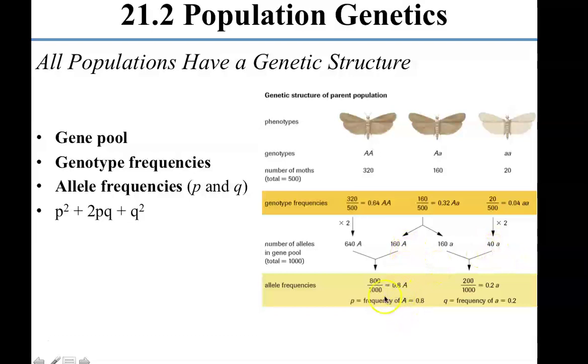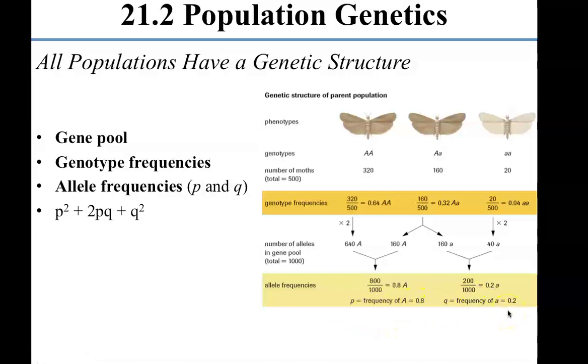And then when you calculate this out, of all of the alleles present in this population, 0.8 or 80% of the alleles are the dominant version, and 0.2 or 20% of the alleles are the recessive version. We keep track of these with 2 letters. P keeps track of the frequency of the dominant allele. Q keeps track of the frequency of the recessive allele. So we would say P equals 0.8 and Q equals 0.2.